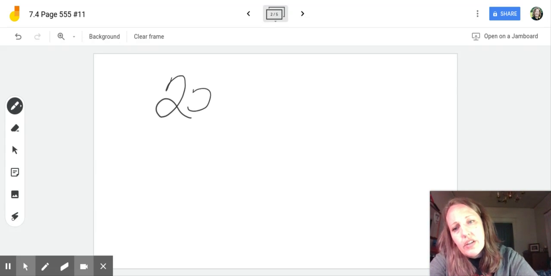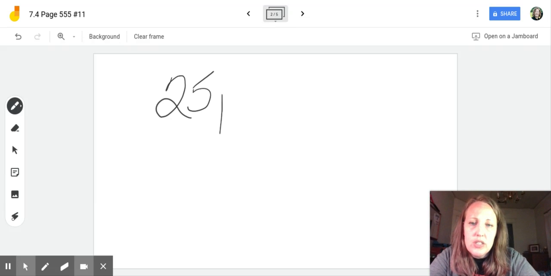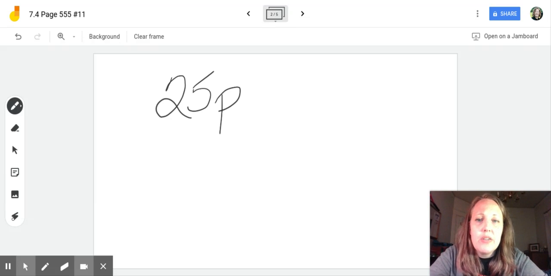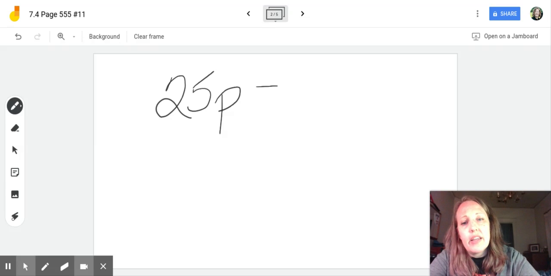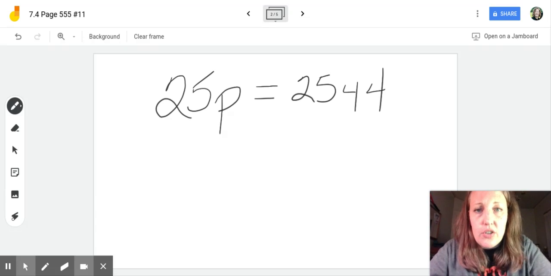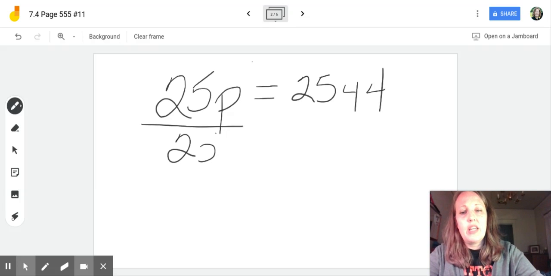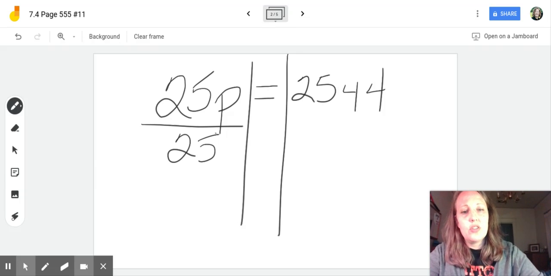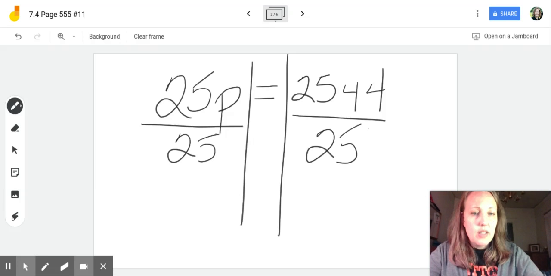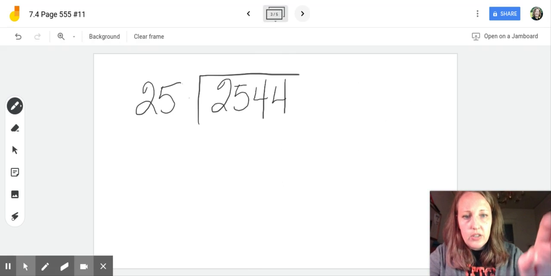25, and we're going to just use P. So P represents the number of points that Morten Andersen averaged per year, and it was 2,544. Okay, so we wrote our equation. Now we're going to solve it. So we're going to divide both sides by 25. Again, if it helps you to see it like this, you can certainly do that. We're going to divide by 25. Okay. So I am going to do that division here.